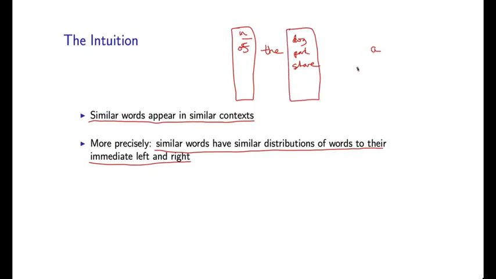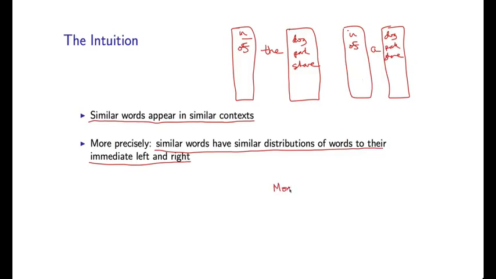And I can do a similar thing for the word a. And because these two words are similar, I'm going to see a very similar distribution, or at least a somewhat similar distribution, where again I see the most frequent words being nouns like dog, park, or share to the right, and prepositions like in and of to the left.